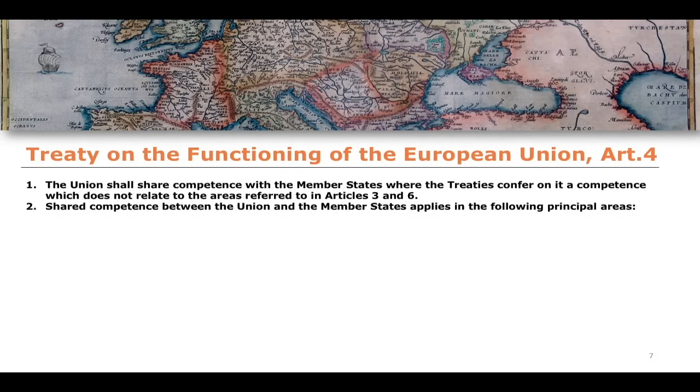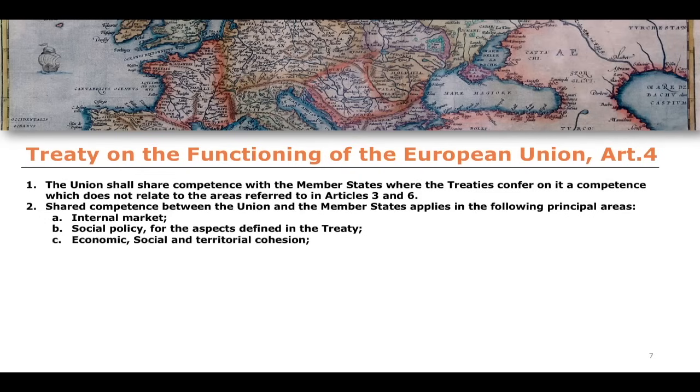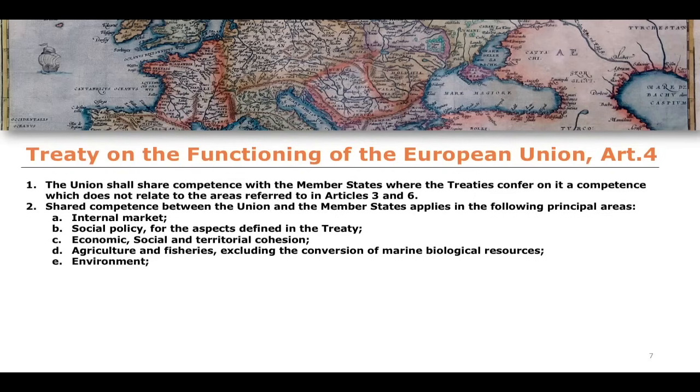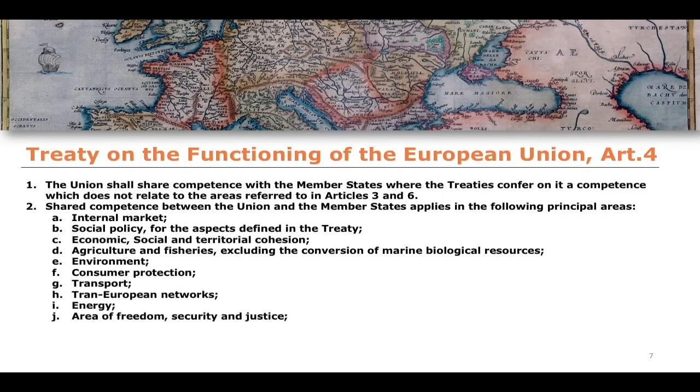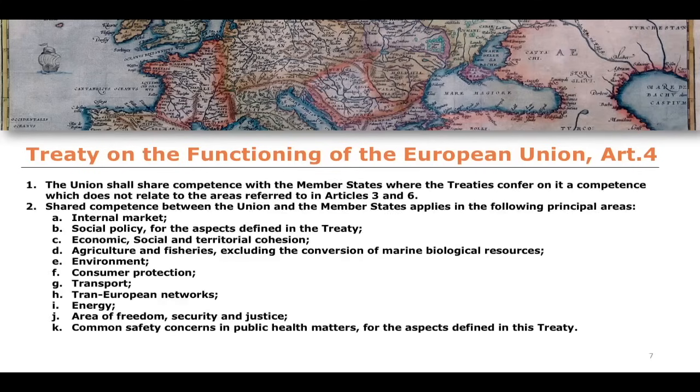Shared competence between the Union and the member states applies in the following principal areas: the internal market, social policy for aspects defined in the treaty, economic, social and territorial cohesion, agriculture and fisheries, excluding the conservation of marine biological resources, which is of course outlined in Article 3, the environment, consumer protection, transport, trans-European networks, energy, areas of freedom, security and justice, common safety concerns in public health matters for aspects defined in the treaty.